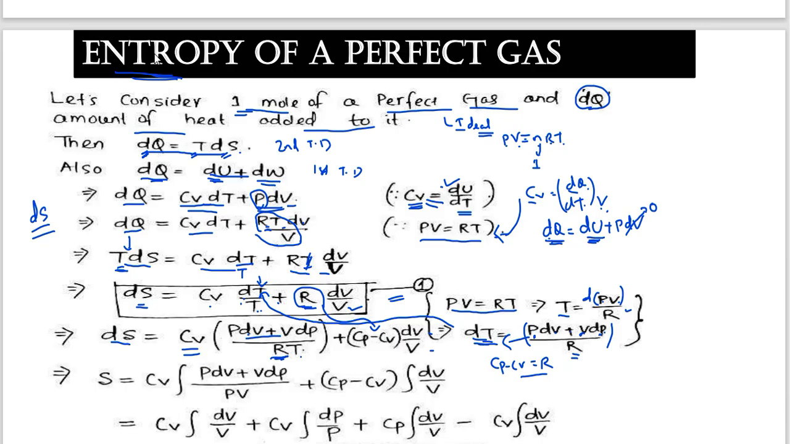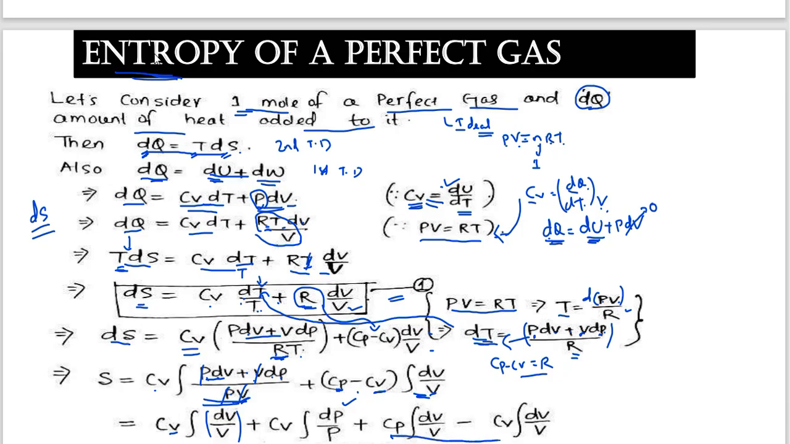Okay, now separate those parts. Cv into P dV plus V dP by PV, because RT equal to PV, plus Cp minus Cv dV by V. So what will we get? Cv into dV by V, from this part P cancels, the remaining part is dV by V, plus V dP by PV, V cancels, dP by P, plus Cp into dV by V minus Cv into dV by V.